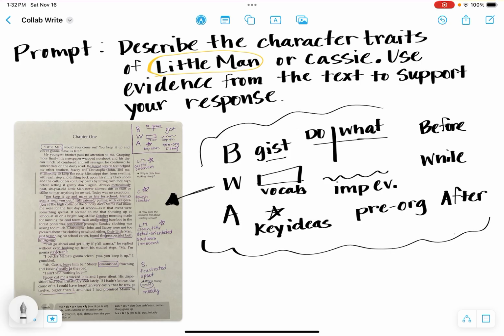Or in this case, you could do a sticky note strategy if students have their books, having them mark maybe Little Man or Cassie's actions, what they're saying, like different things that have to do with the character traits. So that is something you would do prior to a collaborative write.